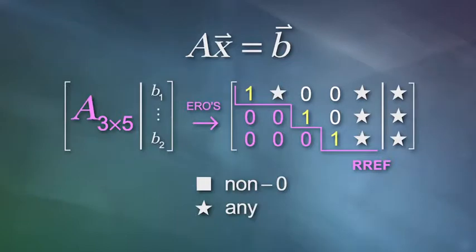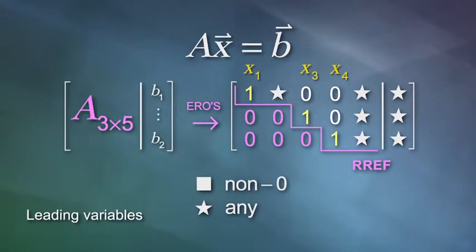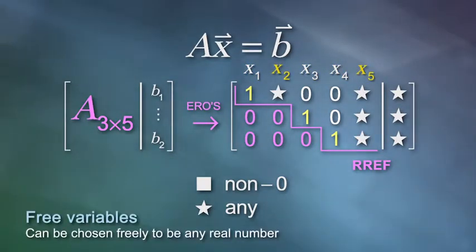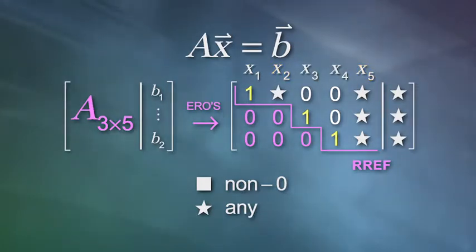If there are no inconsistencies, then we identify what are called free variables. Remember that every column on the left side of an augmented matrix corresponds to a variable. Look at all the columns with leading ones in them. Call the associated variables leading variables. Then call all the other variables free variables. These variables are called free because they can be chosen freely to be any real number. If there are no free variables, then the leading variables will be completely determined, so the solution is unique.